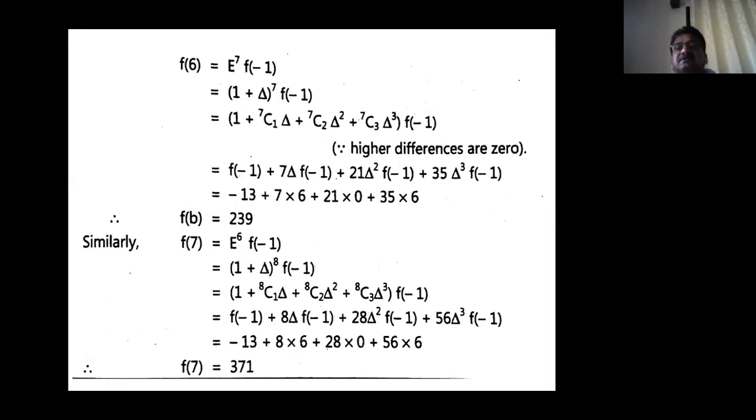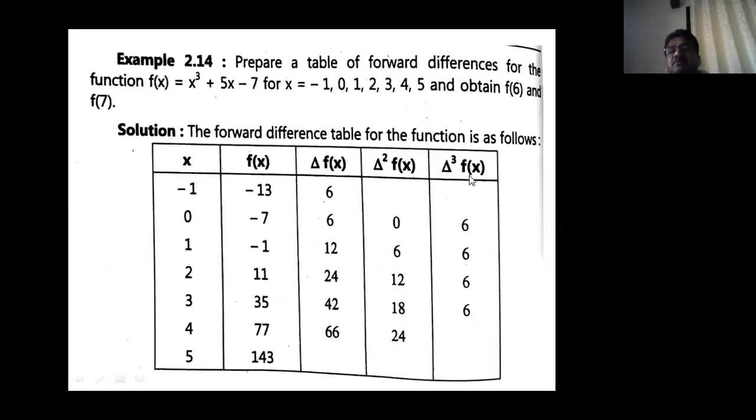This is by using the binomial theorem. Then 7C3, the fourth power of 1 and the third power of delta. The further terms are not given because all the further terms are 0. The next term is 7C4 delta raised to 4, the next is 7C5 delta raised to 5, and all the remaining terms. But the further differences are 0, because we observe in this table that up to delta cube the terms are non-zero. The remaining terms are 0.